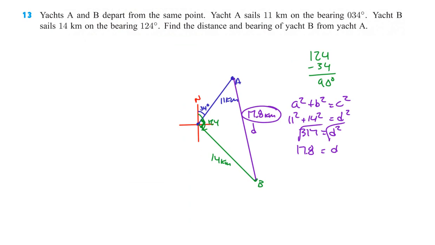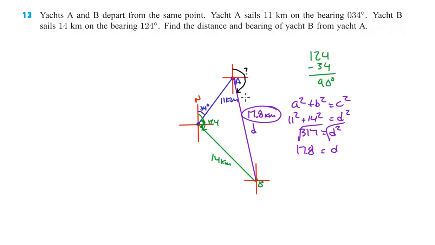Okay, and then the fun part, the bearing angle. We've got to draw ourselves our little compass roses. Well, you don't have to, but for me it makes it a lot easier to figure out. So I'm going to draw those in there. And then it says find the distance and the bearing of yacht B from yacht A. So if we're trying to find the bearing angle here, let's just do black. So we're going to try to find what this angle is right here. That's what we need to know.